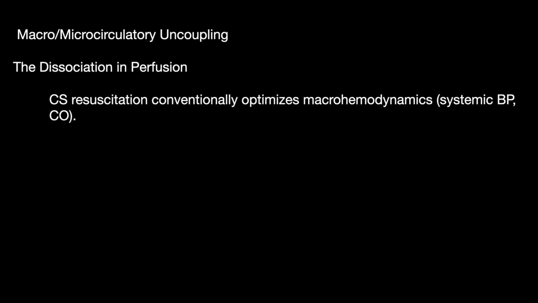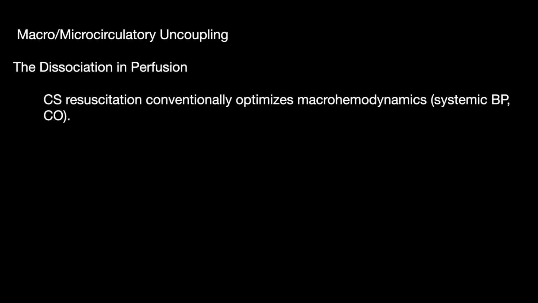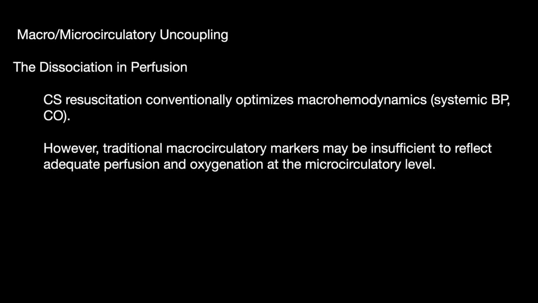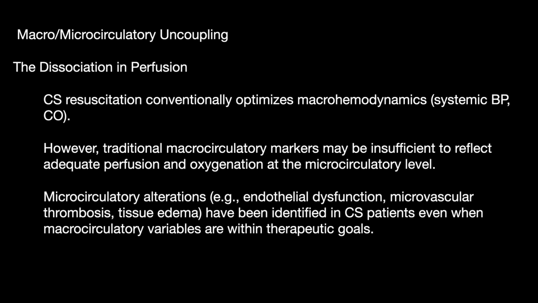So what is macro or microcirculatory uncoupling? There is a dissociation in perfusion. The cardiogenic shock resuscitation conventionally optimizes the macro hemodynamics. So we mainly target the systemic blood pressure and the cardiac output. However, the traditional macrocirculatory markers may be insufficient to reflect adequate perfusion and oxygenation at the microcirculatory level, where actually the shock is taking place.